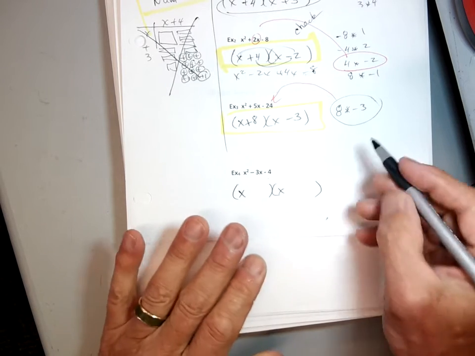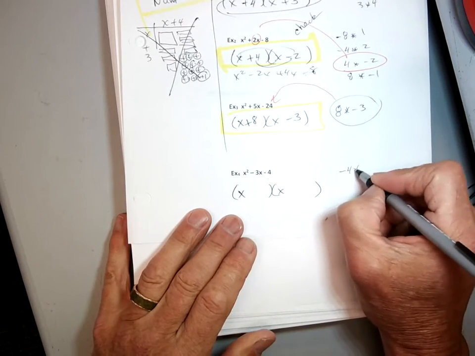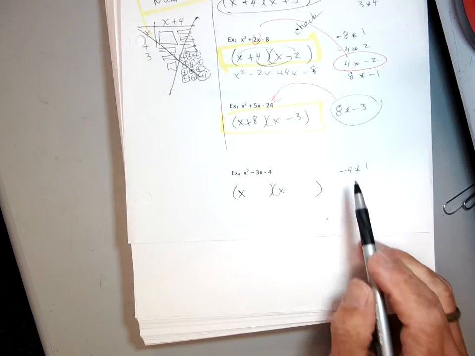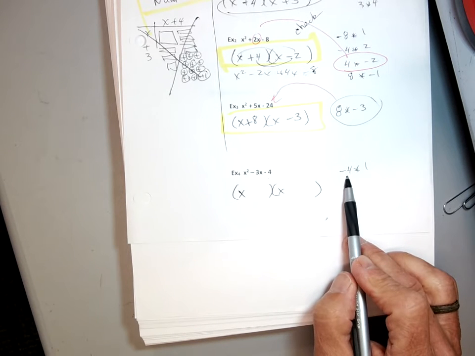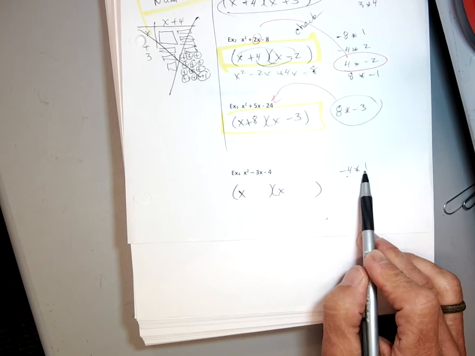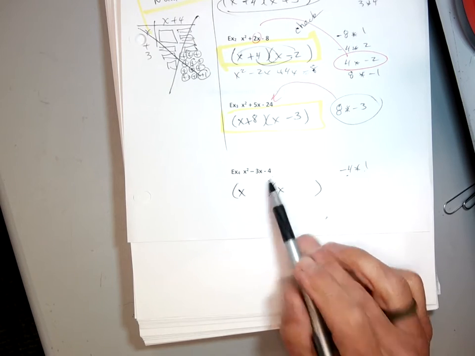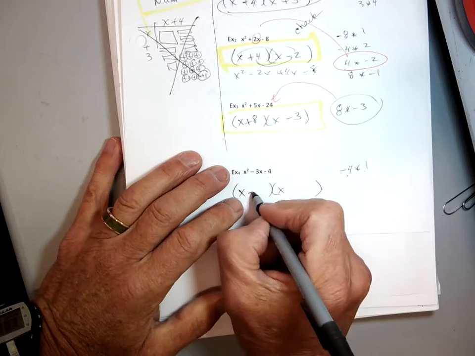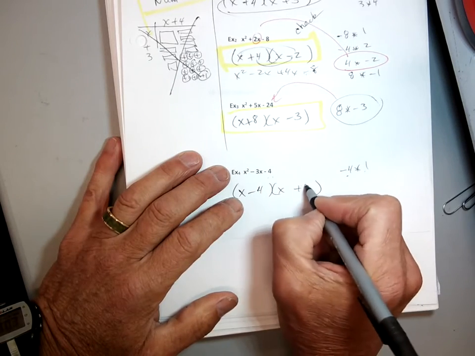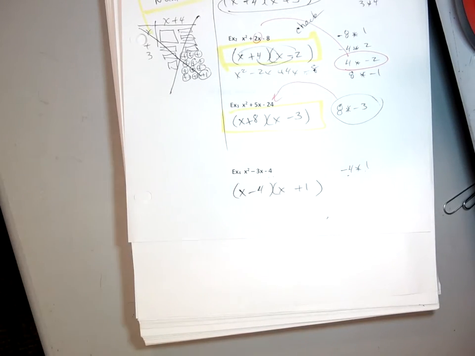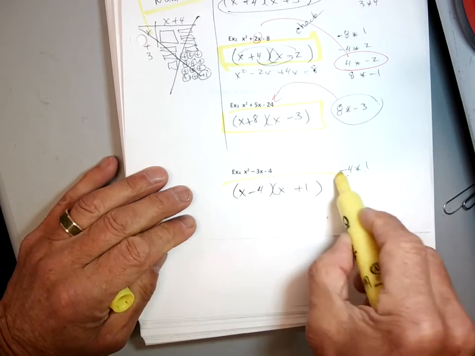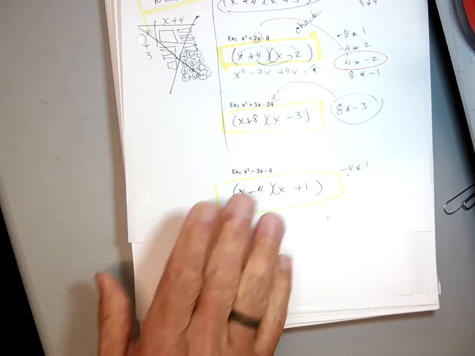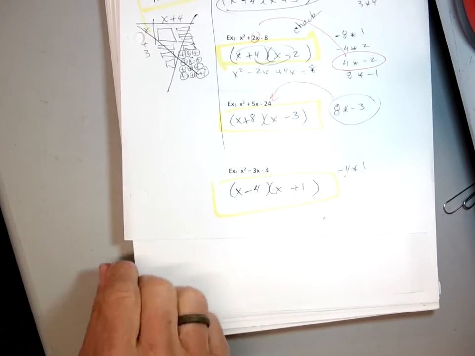Hopefully somebody said, hey, Mr. Davies, it's negative 4 times a positive 1. Well, yeah, because that combination, negative 4 times a positive 1, multiplies to make a negative 4, but adds to make the negative 3. So I'm going to have an x minus 4 and x plus 1. That is the factored answer. Okay? Are you ready? Turn the page.